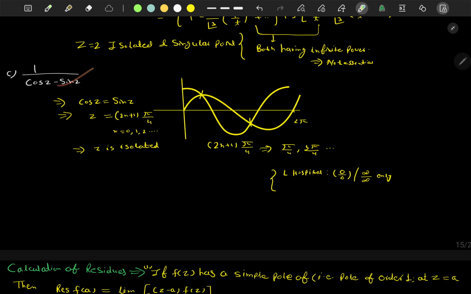Now this is another function. When you draw it, you get cos z and sin z, so tan z equal to 1, so it will be pi by 4. But when you do the function, you can see you will get so many values of pi by 4. So it is (2n plus 1) pi by 4: pi by 4, 3 pi by 4, and so on. So (2n plus 1) pi by 4 will be the value of the function. So z equals it is an isolated singularity.